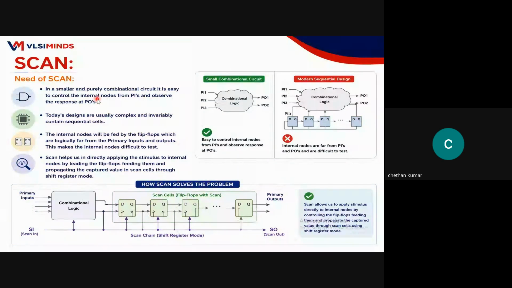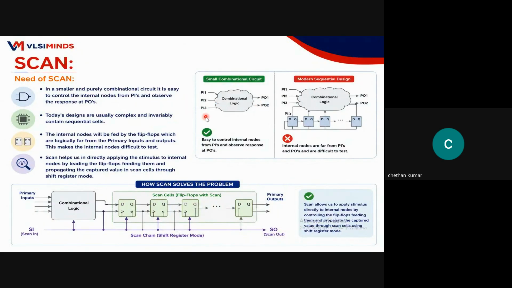Okay, so let us see each operation and what we do. Briefly, why do we need scan and what do we do by using scan? As I mentioned in the beginning, DFT is mainly focused on getting controllability and observability, meaning each and every internal node or net should have controllability and observability. If it is a very small combinational circuit like this, I can apply the primary inputs and easily observe the primary outputs. For example, with a full adder, we have A, B, and carry in, and we get sum and carry out. I can easily apply 8 combinations and observe the sum and carry output for each combination.